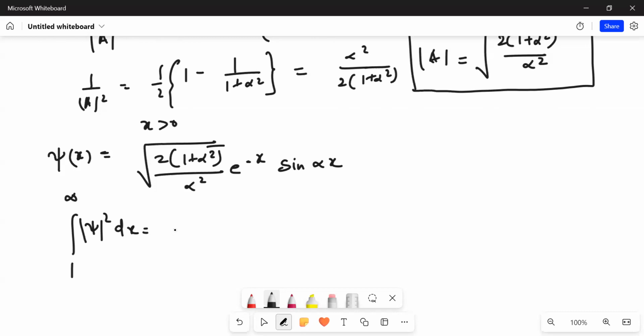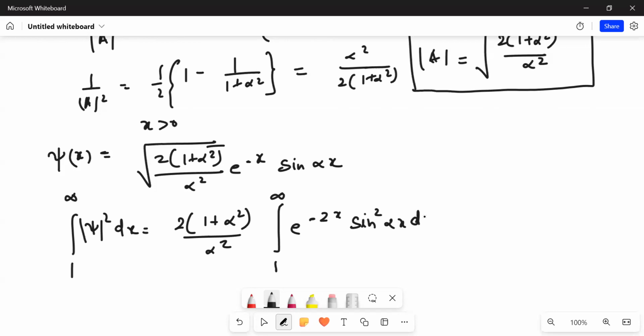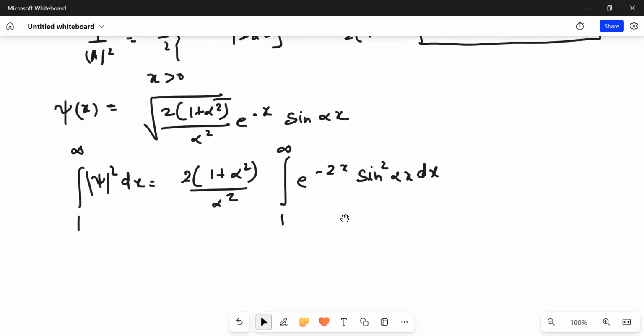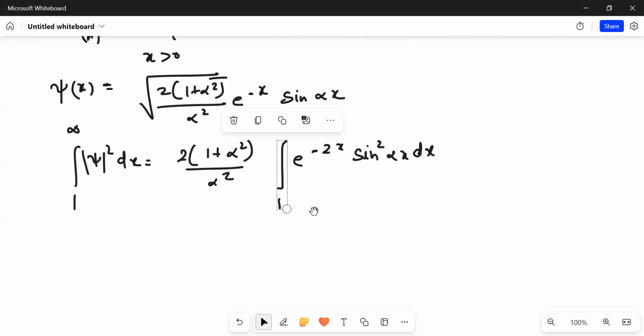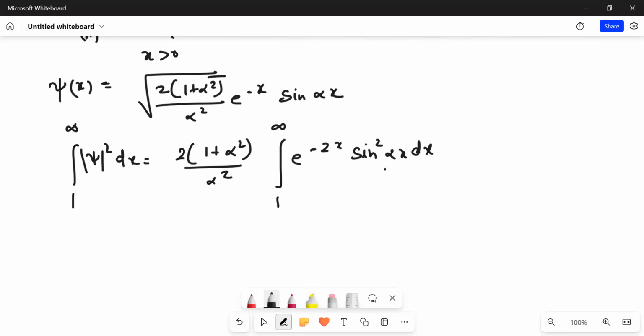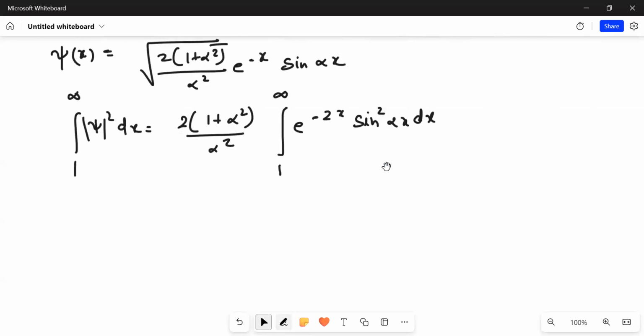which will be equal to 2 times 1 plus alpha square upon alpha square, because after all this is real only, so basically mod of whole square, integration from 1 to infinity of e to the power minus 2x and then sine square alpha x dx. Now we have no other option than to integrate it, because now this is not 0 to infinity. Unfortunately, it is from 1 to infinity. So we'll have to find it using integration by parts.